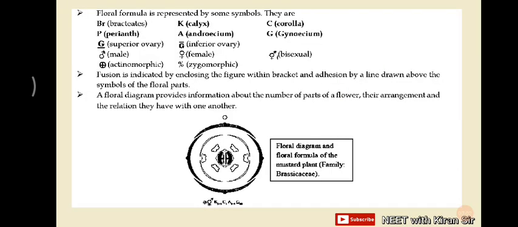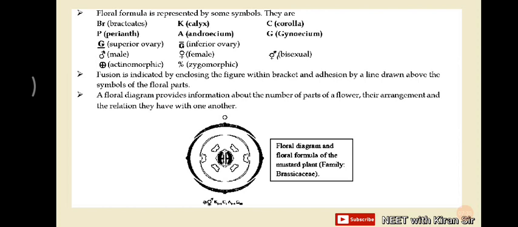Okay, then we'll go with the floral formula and floral diagram. Remember, in the floral formula, we can write the floral characters in a symbolic manner. We use symbols such as K, the calyx, and C, which represents corolla. If the calyx and corolla are absent, I will write capital P, which indicates perianth.